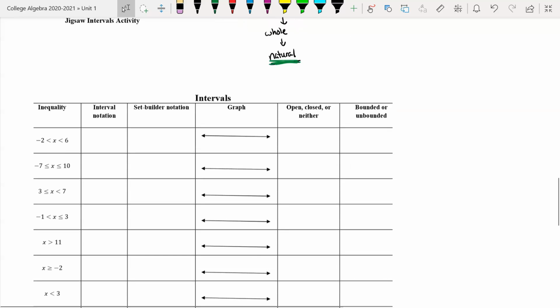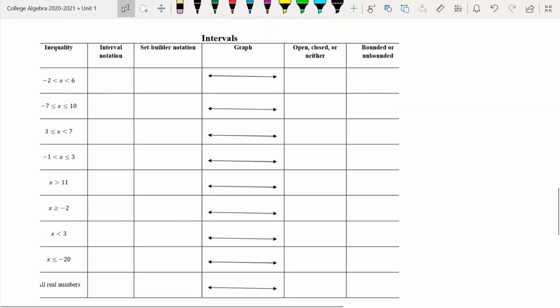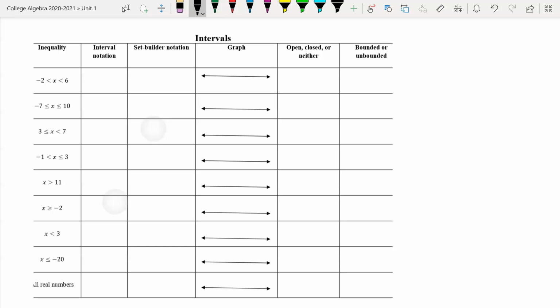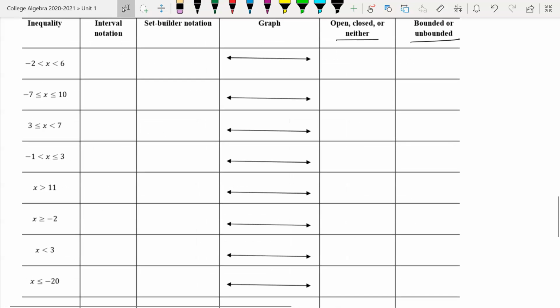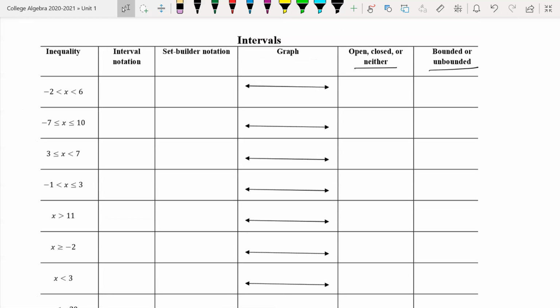All right, so your homework is going to be this thing right here. I'll do the first one with you guys, and I want to talk about these last 2 columns. So interval notation, right? What's my starting point? Well, hopefully you say -2, comma, what's my ending point? 6. Set builder notation, these are pretty easy. Just copy it down. If I'm going to graph it, I start at -2, open circle. I end at 6, open circle. I would shade in between.